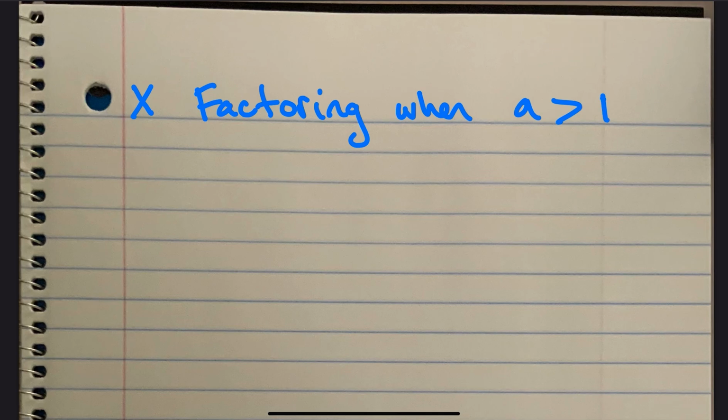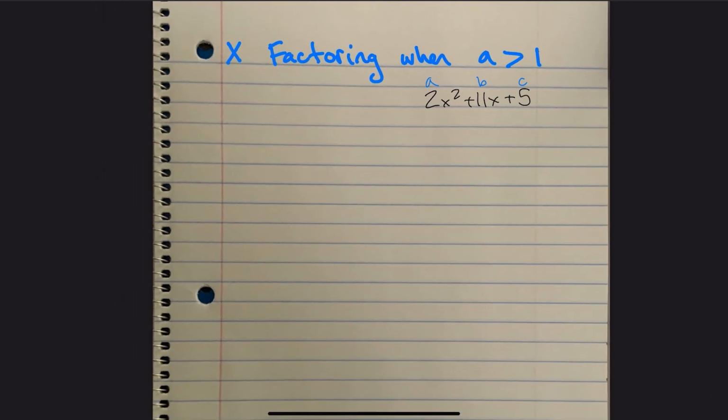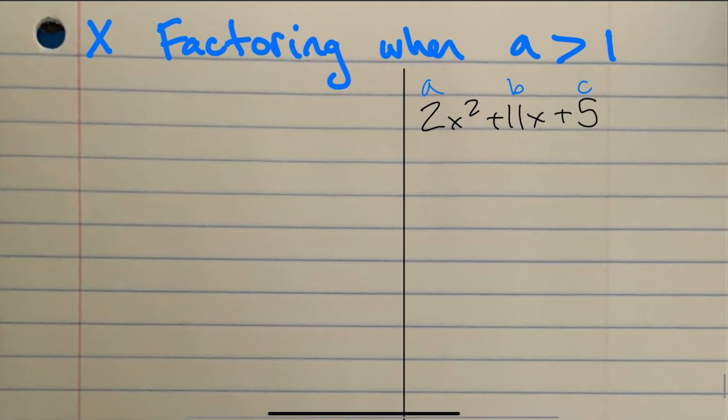So like if we had, let's say, 2x squared plus 11x plus 5. Our a here is 2. So this is going to be how to factor your polynomials when a is greater than 1. What I'm going to do with my notes here is split them up a little bit so that we have our example on one side, and I also have room to write some steps on the other. These are going to start out the same way as our regular x factoring. It's just when we get to the end, we're going to change it a little bit.